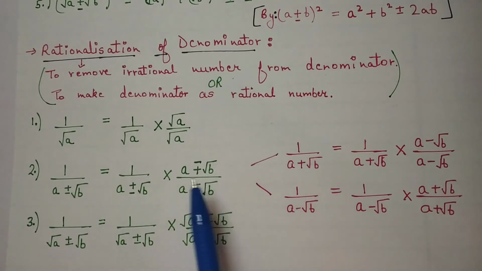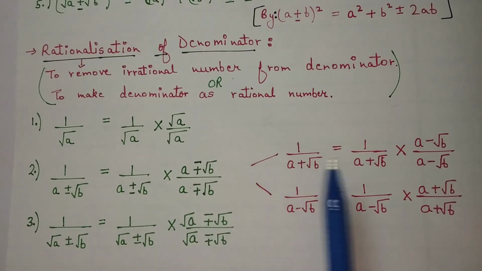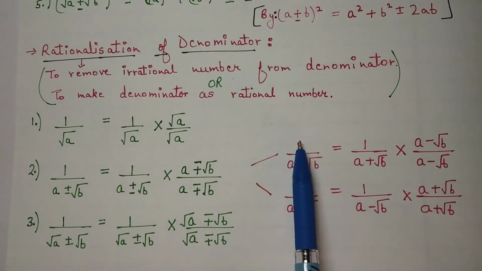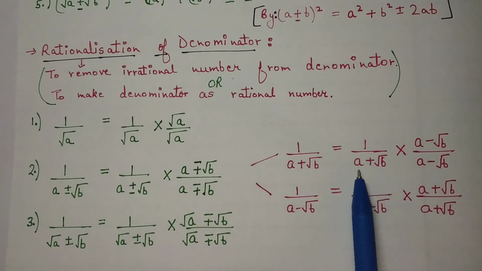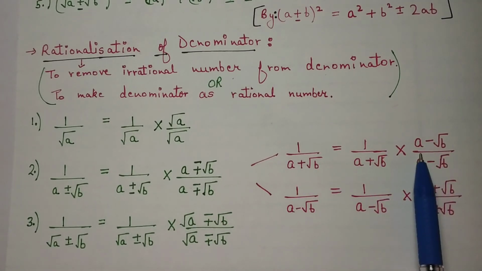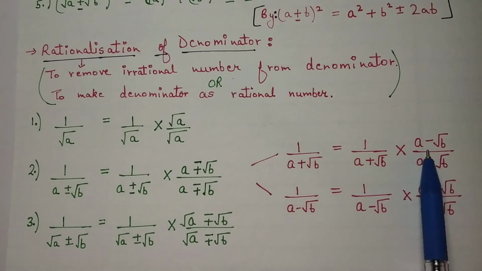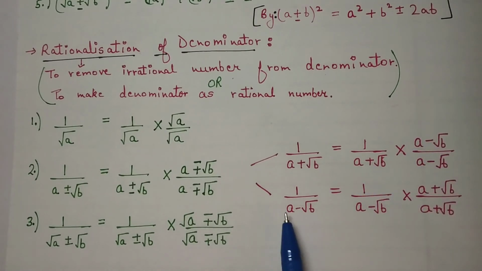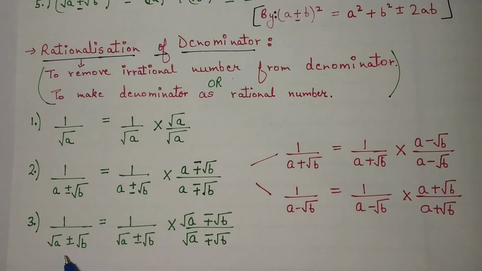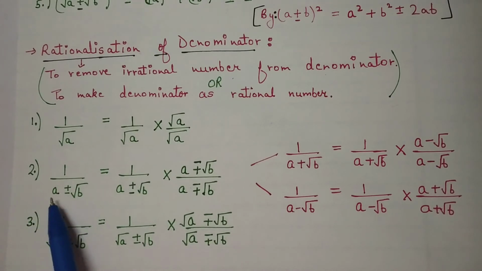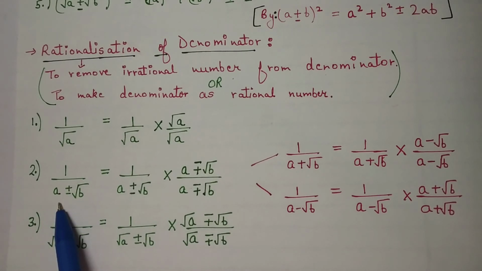For example, I have written it collectively here and here separately. If there is 1 upon a plus root b, then I will multiply and divide by a minus root b, the opposite sign. And if there is minus, then I will multiply and divide by plus. Similarly, this is a similar formula, but the difference is that I have taken root a here instead of a. This can be solved like this only.